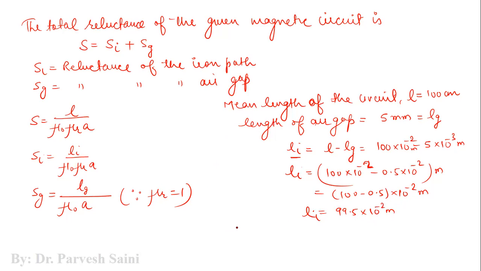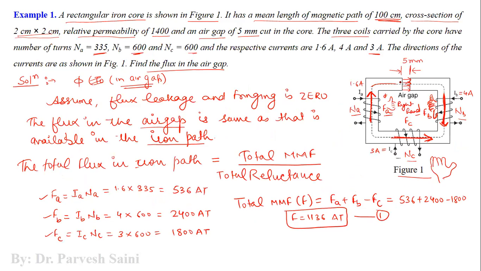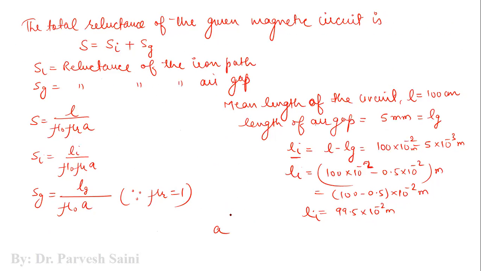Now we can find the area of cross section. If you see, the area of cross section is this one, which is 4 centimeters square. So this is A. The area of cross section of the air gap and the iron path is the same here, so A is 4 centimeter square.